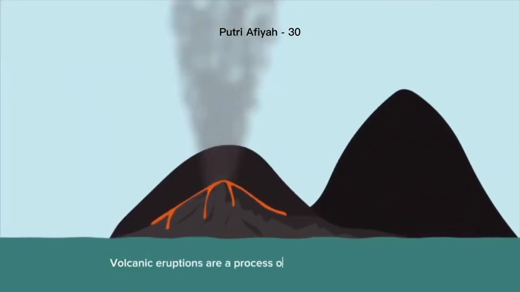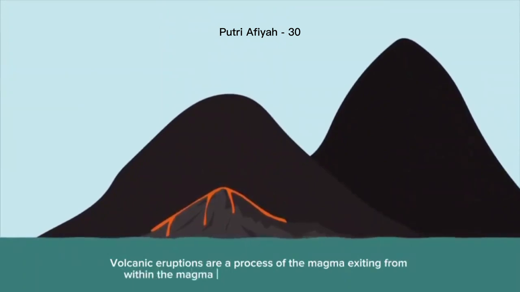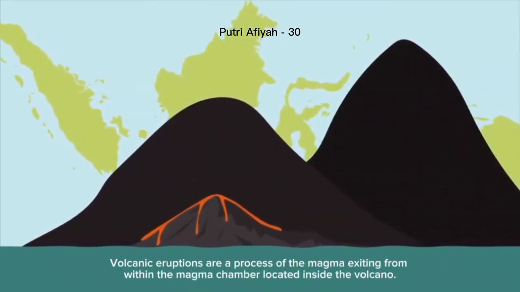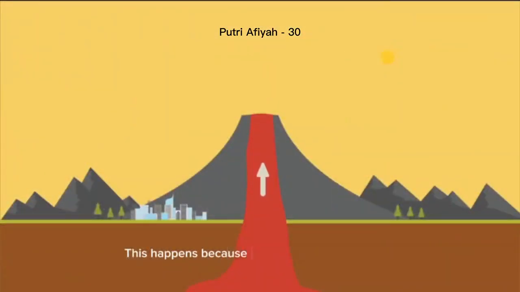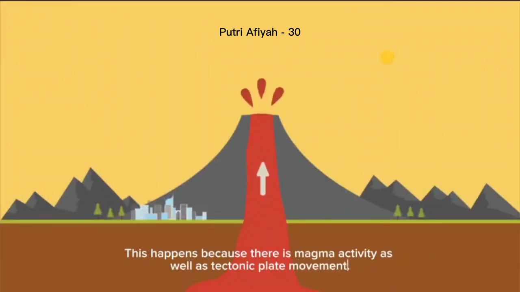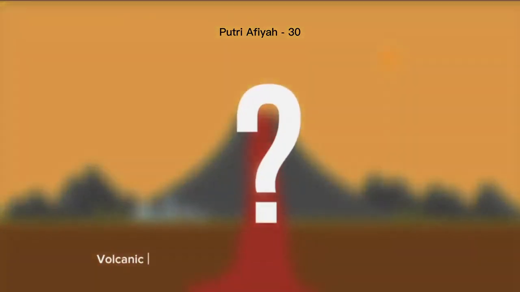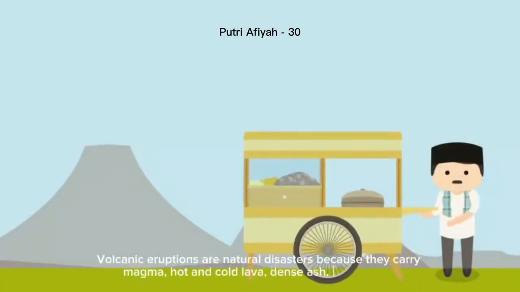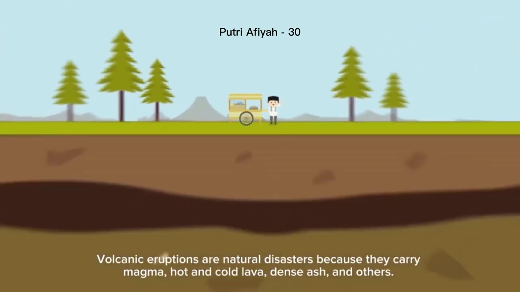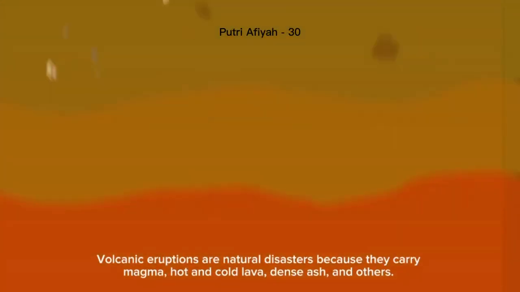Volcanic eruption is a process of the magma exiting from within the magma chamber located inside the volcano. This happens because there is magma activity as well as tectonic plate movement. Volcanic eruptions are natural disasters because they carry magma, hot and cold lava, dense ash, and others.